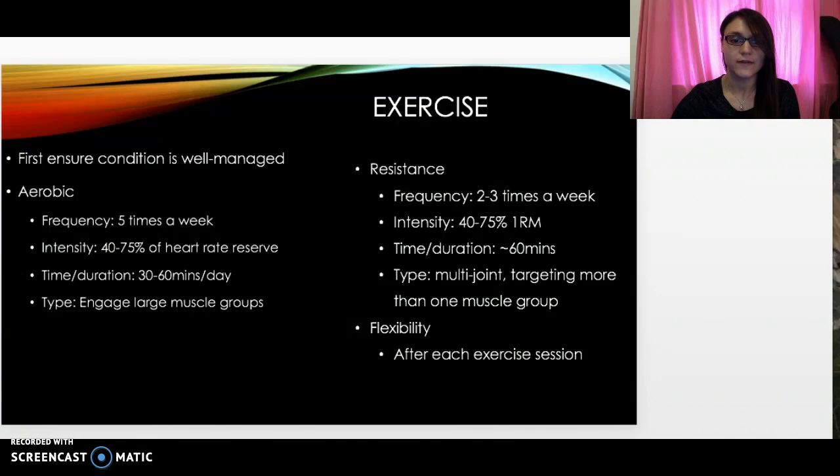For the duration of her resistance training, she should do about 60 minutes, but this will vary depending on the number of exercises performed. The type should be multi-joint, targeting more than one muscle, which is ideal. With single joint, she can consider all planes of motion and incorporate functional exercises that are relevant to activities of daily living.